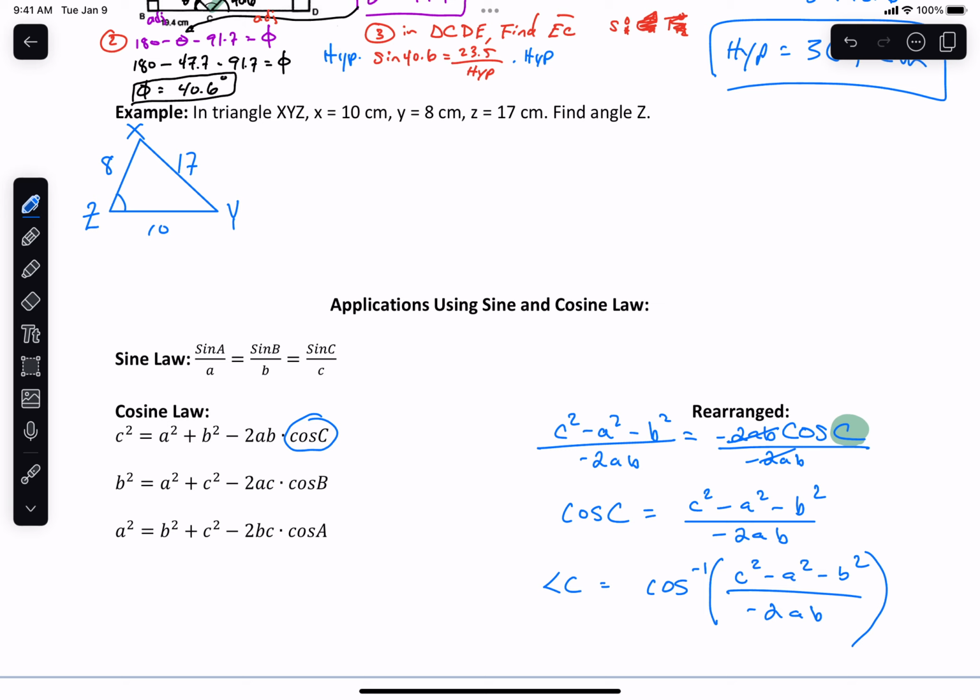Right? So here's the reality of it, I don't really care what you do now, right? I don't care if you change the labels of these triangles to fit your cosine law.